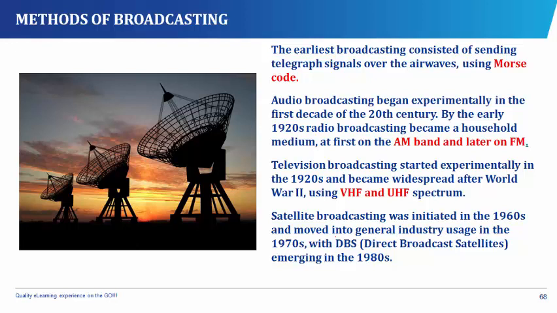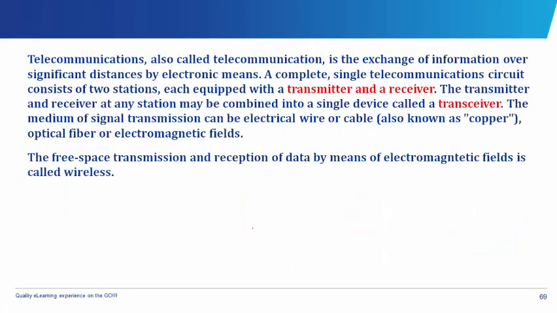Television broadcasting started experimentally in the 1920s also and became widespread after World War II using VHF and UHF spectrum. Now VHF stands for very high frequency and UHF stands for ultra high frequency, that is higher than very high. Satellite broadcasting was initiated in the 1960s and moved into general industry usage in the 1970s with direct broadcast satellites, also known as DBS, emerging in the 1980s. As you can see right here on the screen, these are satellite dishes connecting to geosatellites.